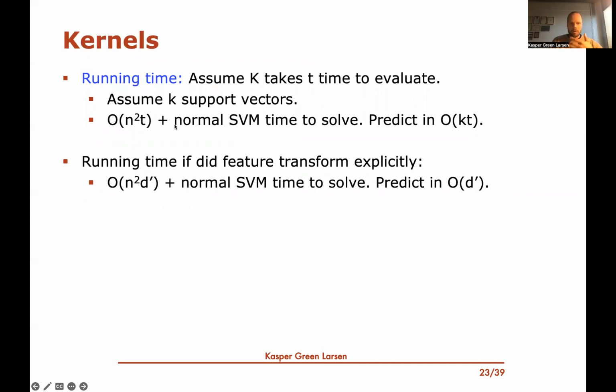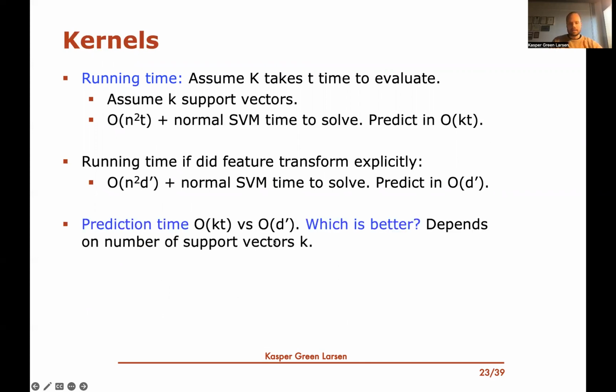And of course, we could also have done the feature transforms explicitly. And then it will take d prime time to compute any inner product. So then we get n squared d prime time, which would probably be a lot slower than the first one. Now, predictions would be done in d prime time instead of k times t. Which is better? It's not clear. It depends on the number of support vectors and on the difference between t and d prime. But in some applications, it might be significantly faster if you have few support vectors and this kernel is very efficient.